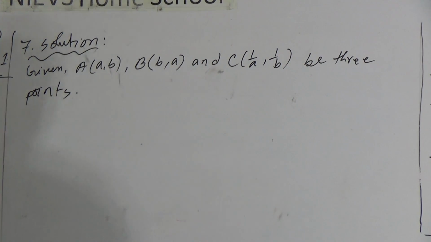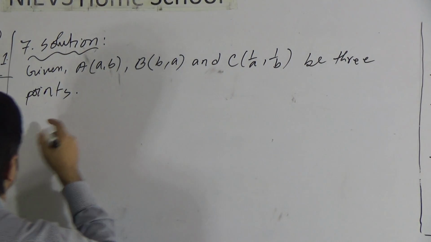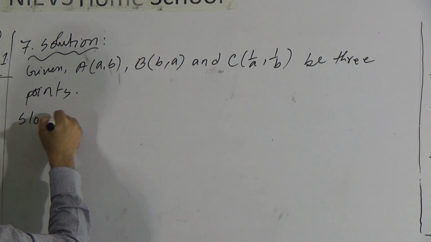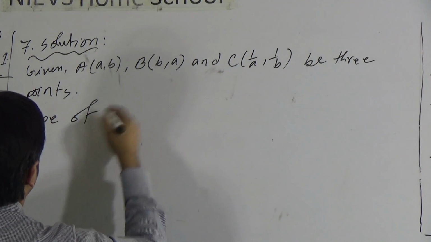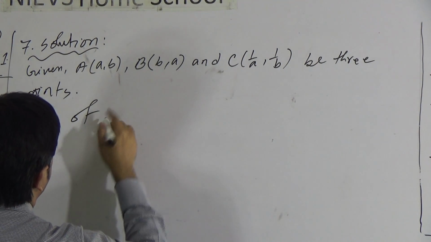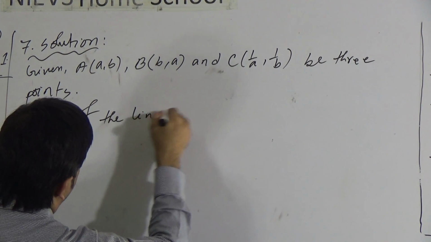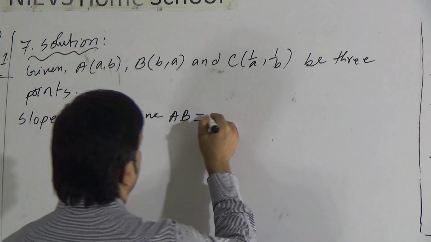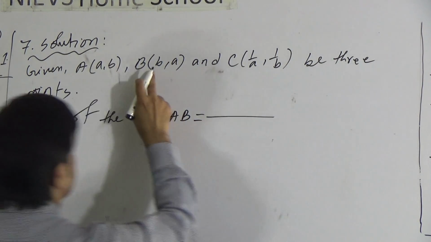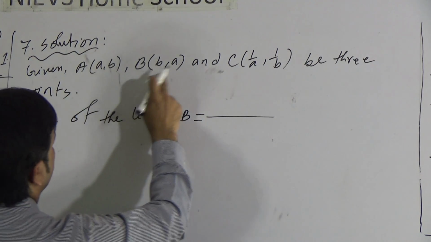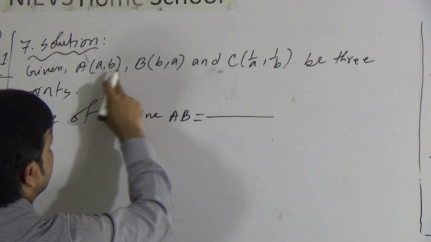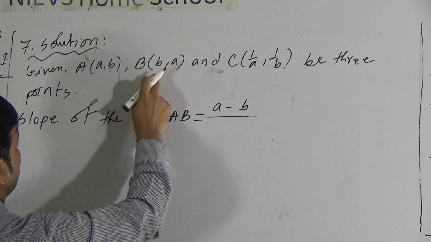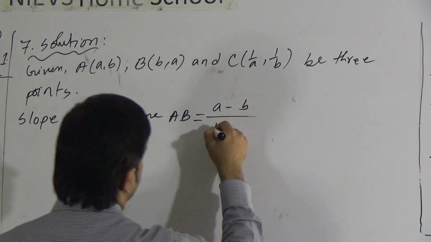Okay, now determine the slope of AB and slope of BC. So we can write slope of the line AB. It means the line passing through the points A and B. So here we can say this is x1 y1 and this is x2 y2. So y2 is A and y1 is B. So we can write A minus B, divided by x2 minus x1, it means B minus A.